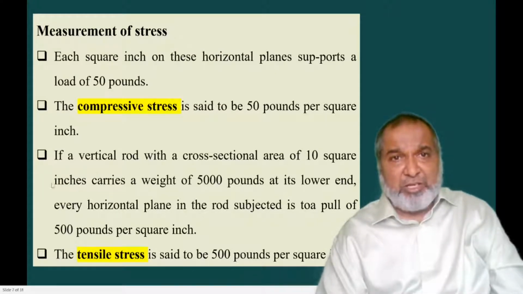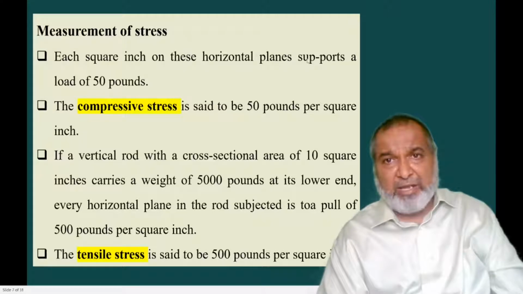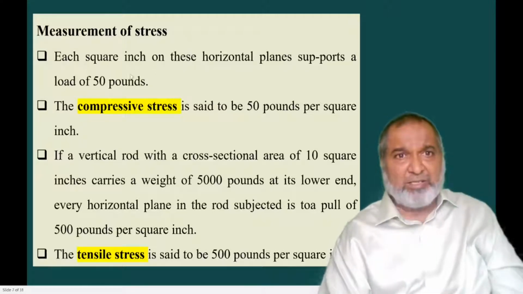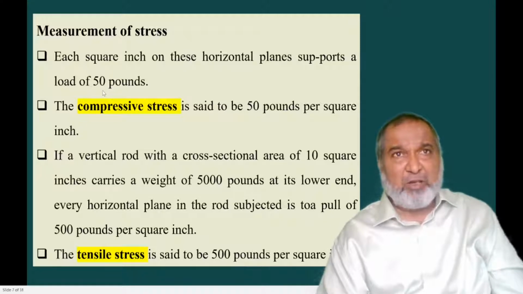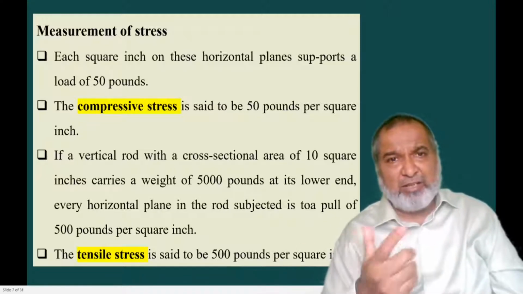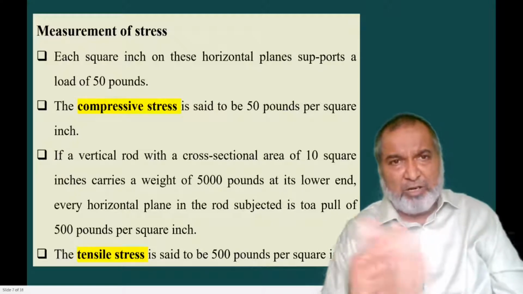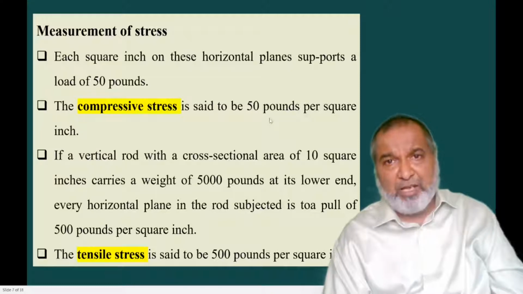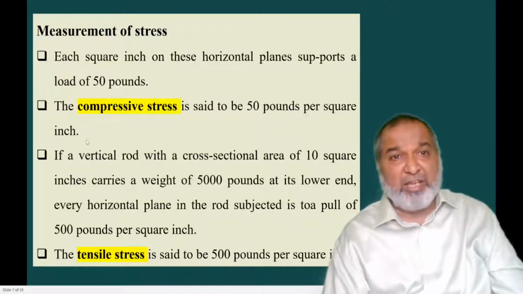Each square inch of these horizontal planes supports a load of 50 pounds. If you work it out inch-wise, how much is 10 times 10? So 5,000 divided by 10 into 10, that is 100, so ultimately we get 50 pounds. The compression stress should be 50 pounds per square inch.